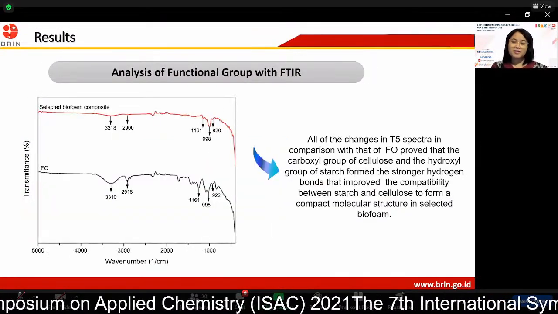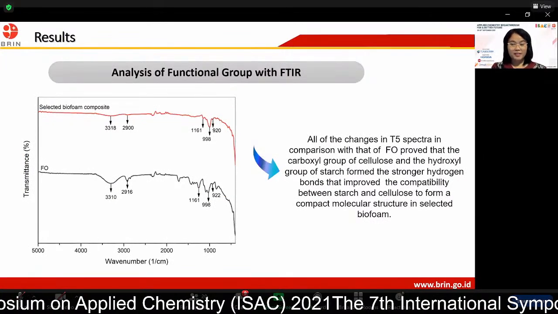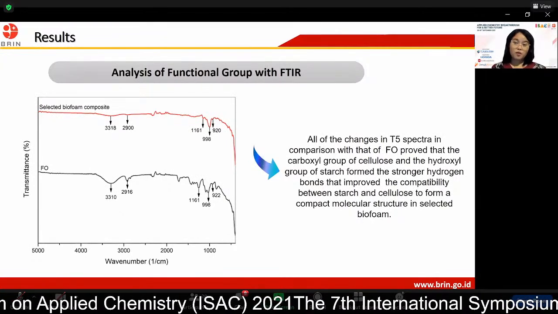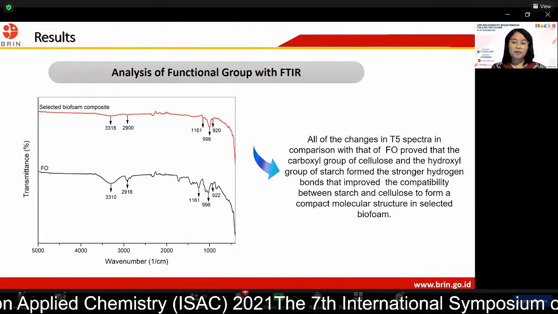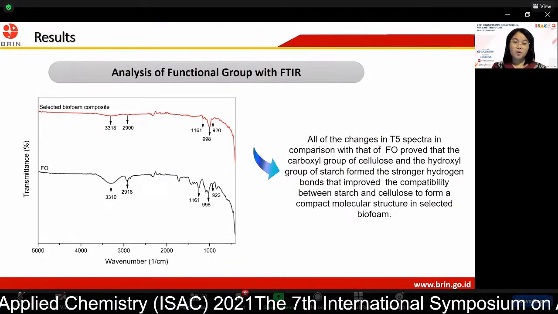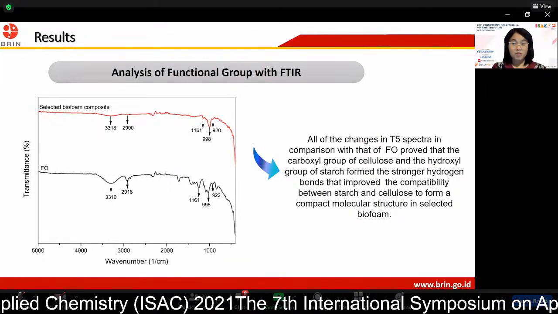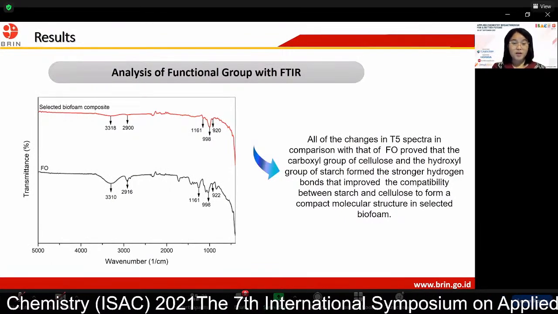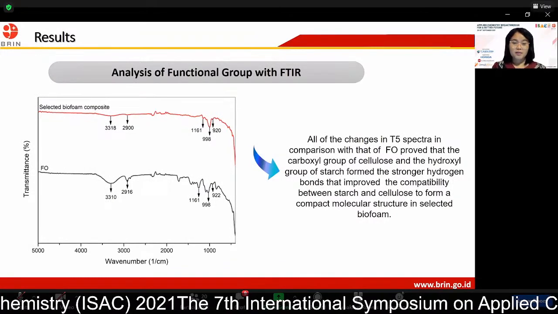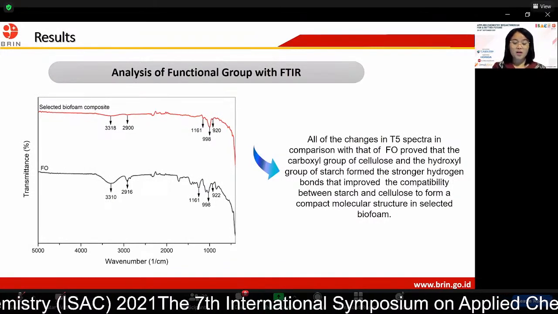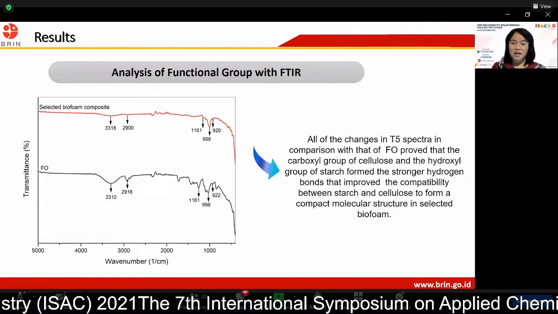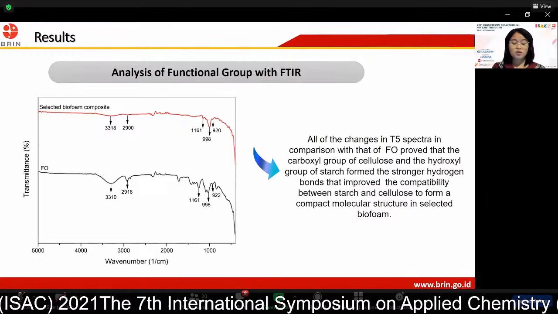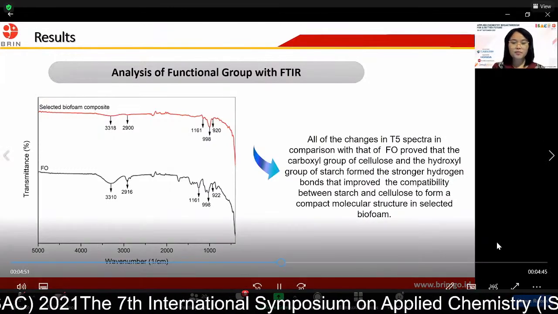So here is the FTIR result. You can see from the graph that both the neat foam of the starch and the composite foam reinforced with microfiber cellulose are comparable, and both of them show the typical starch biofoam bands. For example, the band at 2,900 corresponds to the CH stretching, and the band at about 1,100 corresponds to the CO bond stretching.